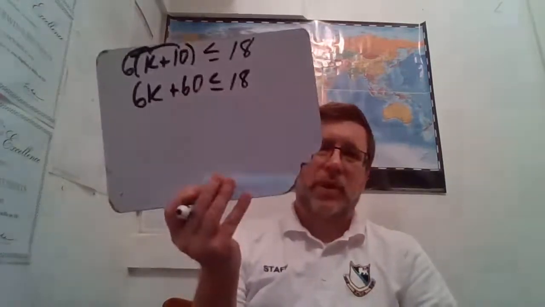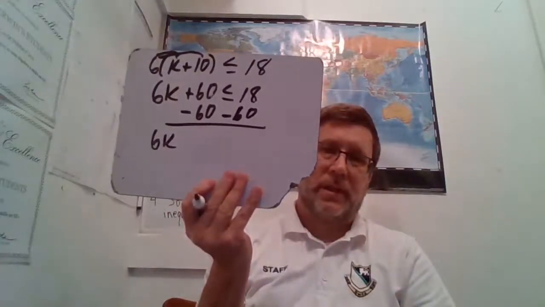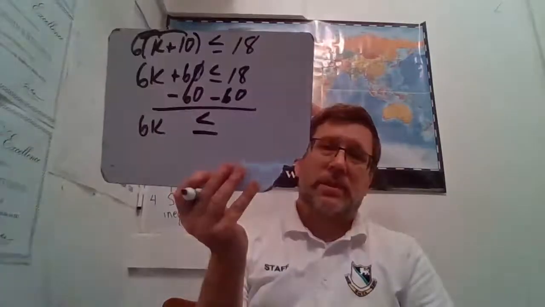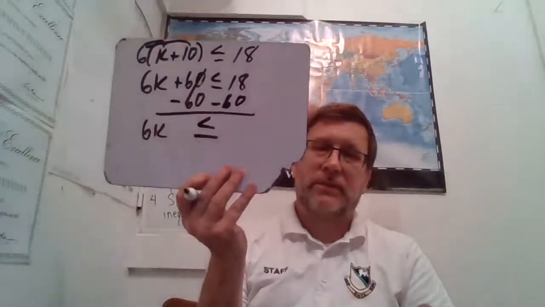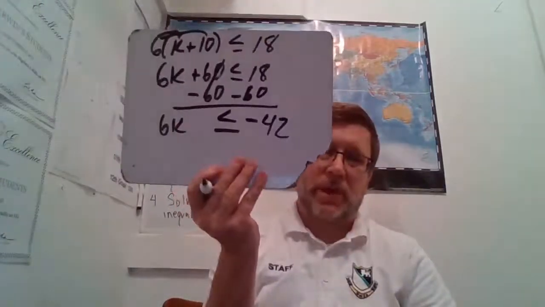Okay, let's do the opposite operation. It's plus 60, so the opposite operation of plus 60 is minus 60. Bring down the 6k, and then 60 minus 60 is 0, and then it's less than or equal to. All right, what's the difference between a 60 and an 18? It's a 42, but the greater is the negative, so it's negative 42. You don't change signs because you didn't multiply or divide anything.